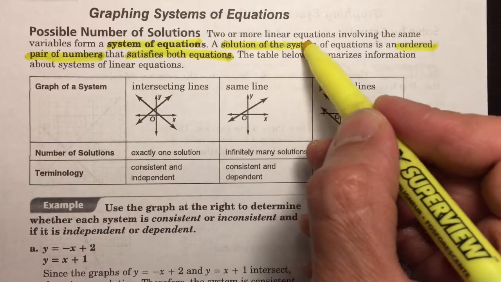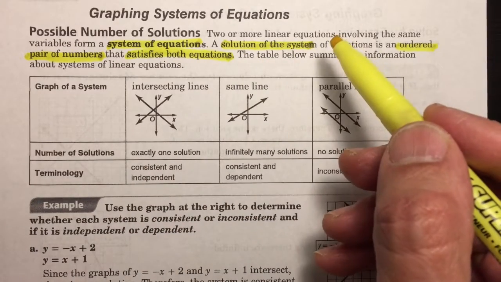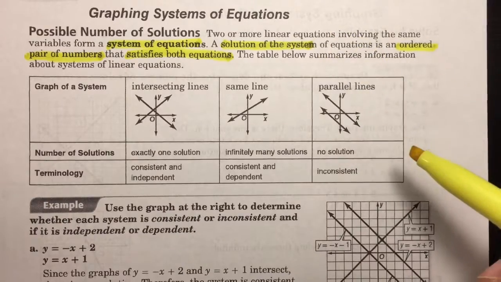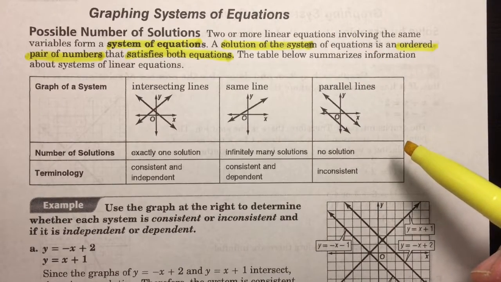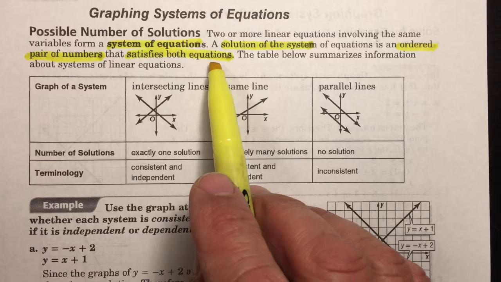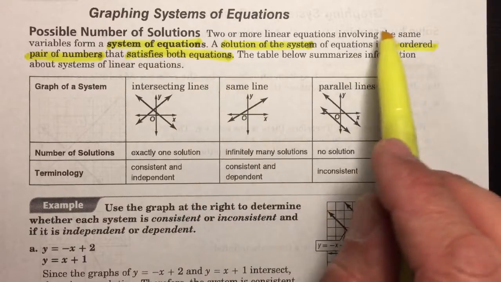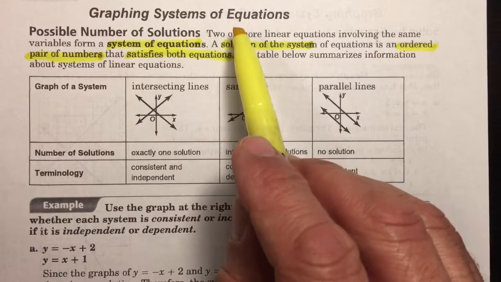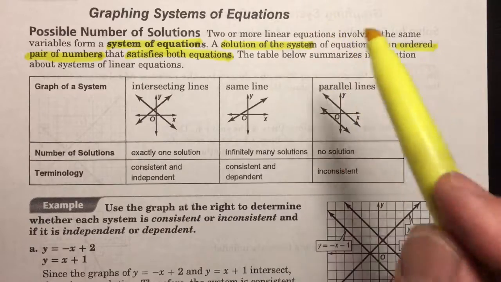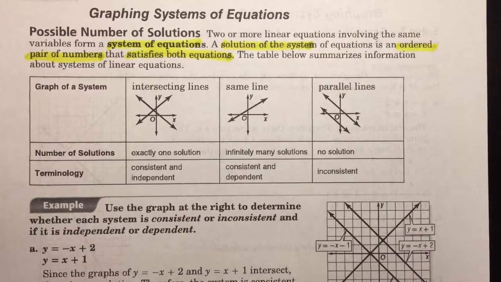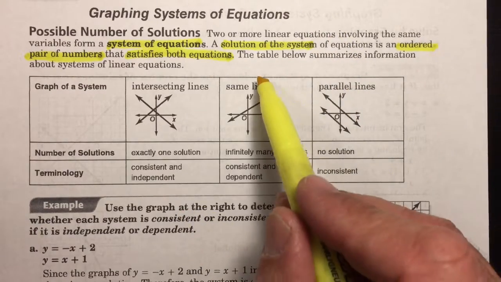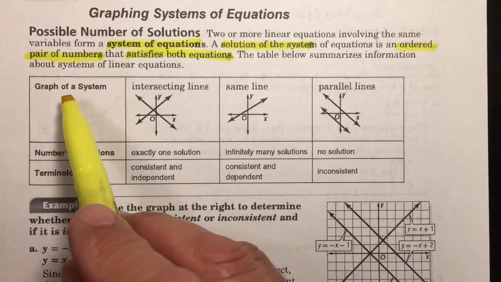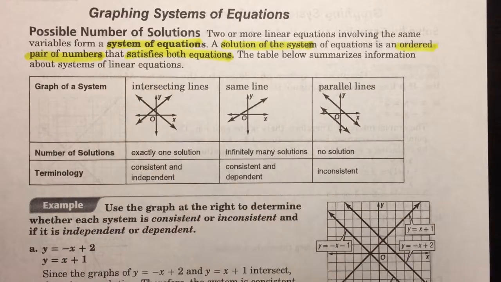So the solution of the system of equations, meaning two or more equations, is an ordered pair that satisfies both equations. Meaning you plug this ordered pair in one equation and it satisfies the equation. You plug the same numbers in the second equation and it satisfies the second. The table below summarizes information about systems of linear equations.